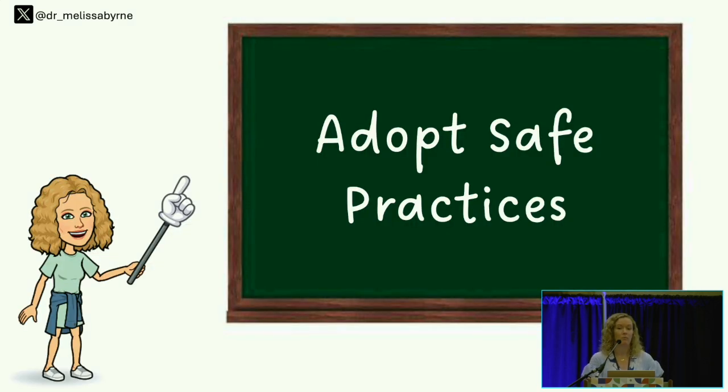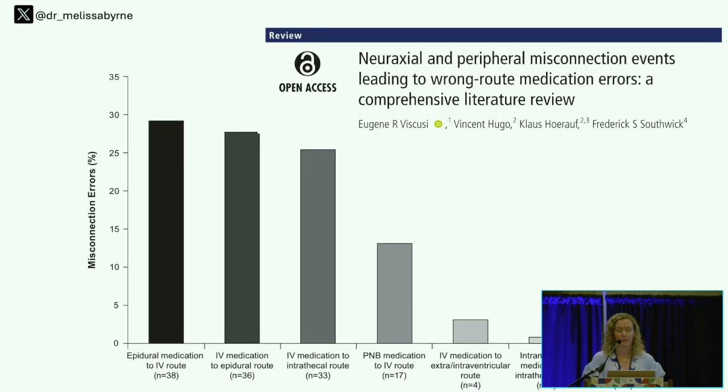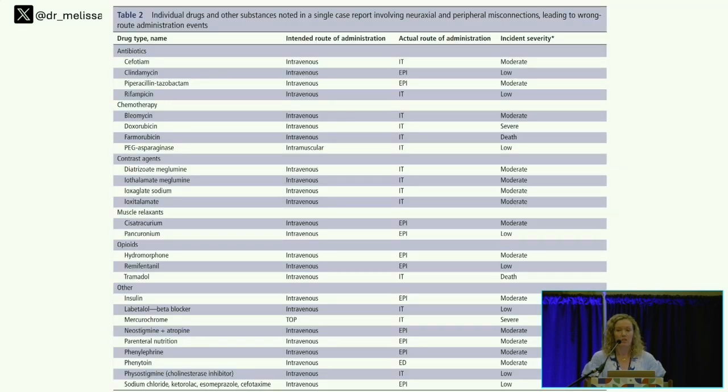Let's move on to some safe practices we can adopt on a regular basis. So unfortunately, wrong drug, wrong route, medication errors can occur to any individual in this room. And this is a study by former President Eugene Viscusi of Azra Pain Medicine looking at the rate of these events. This image is just meant to show you that the number of medications that were inadvertently injected wrong route can range from antibiotics to muscle relaxants, contrast agents, and a number of other types of medications.